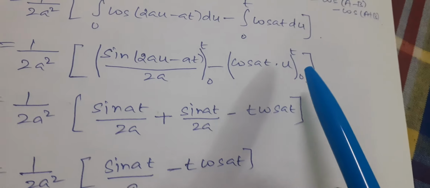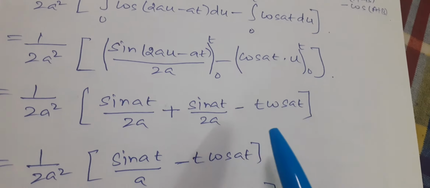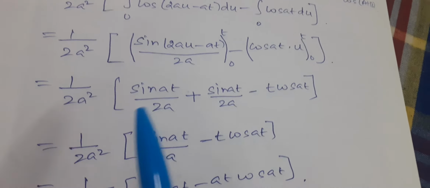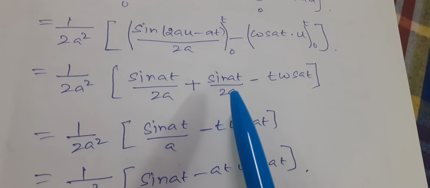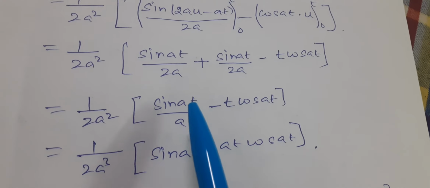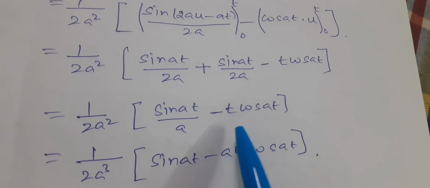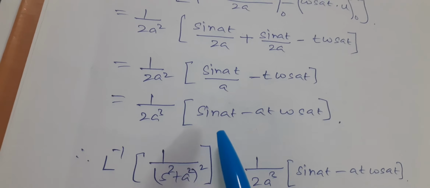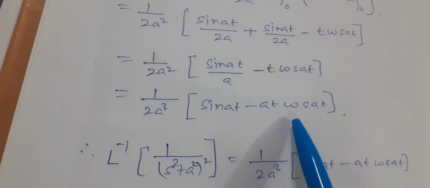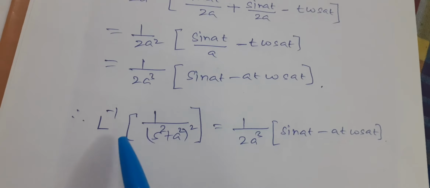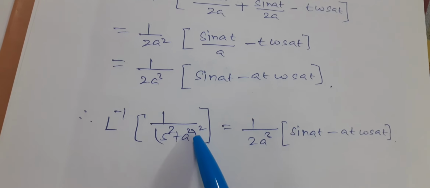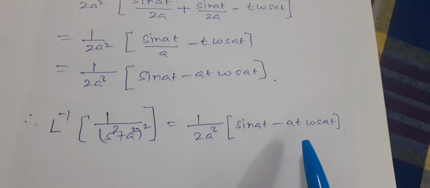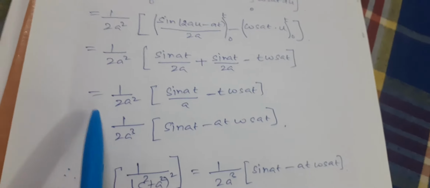The next step. Here I am applying the upper limit u is t, so t cos at. Lower limit I am substituting 0, anything into 0 is 0. So this is 2 times sin at by a. So 2 gets cancelled. The next step I am getting sin at by a minus t cos at. So I am taking a outside: 1 by 2a cube into sin at minus at into cos at. Therefore L inverse of 1 by s square plus a square whole square is equal to 1 by 2a cube into sin at minus at cos at. This is the first problem.